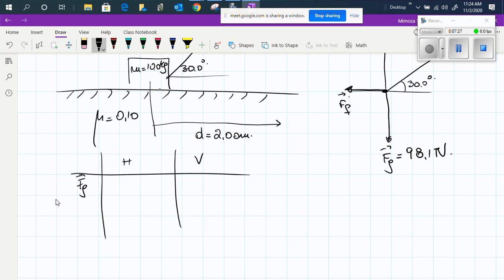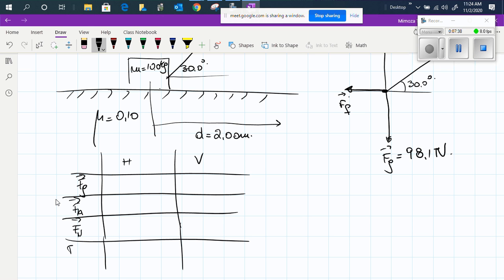So we'll have force of gravity. We'll have force applied, force normal, and then we'll move to force of friction. And since those are all the forces that the object is experiencing, we'll go to force net. So the horizontal component of force of gravity will be equal to 0. The vertical will be negative 98.1 newtons.